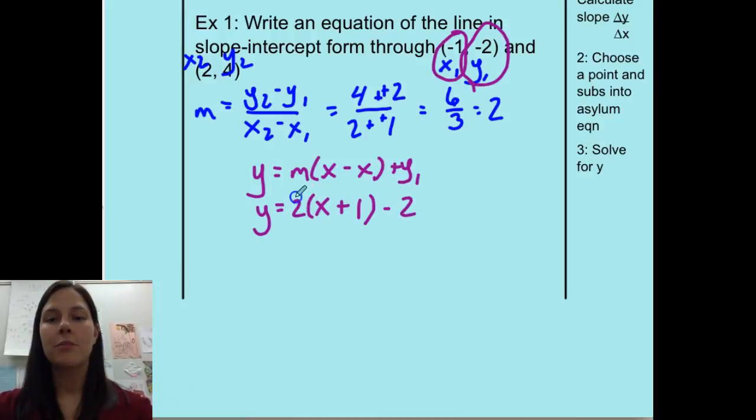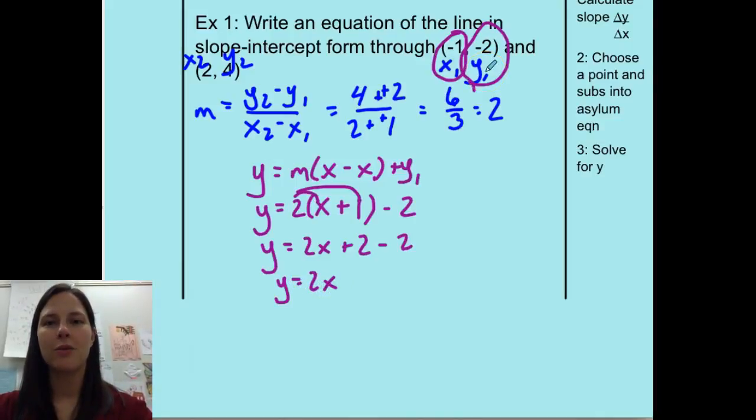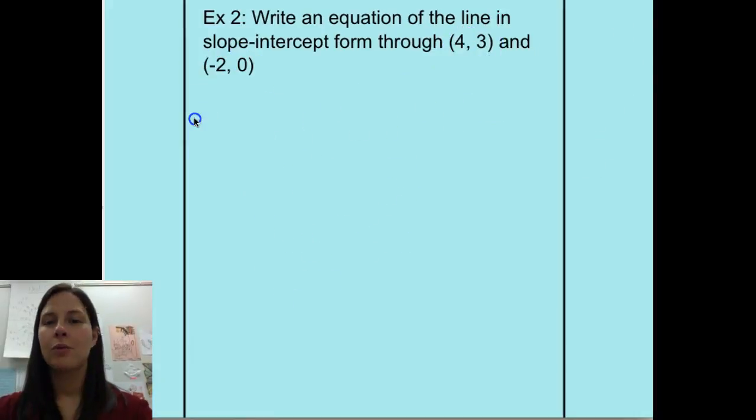And then we put it into slope-intercept form by distributing our slope. So y equals 2x plus 2 minus 2. Combining those like terms, the 2 minus 2 cancels, and we're left with an equation of y equals 2x. We're going to repeat this process a few more times so that you can hopefully get the hang of it by the end of this video.